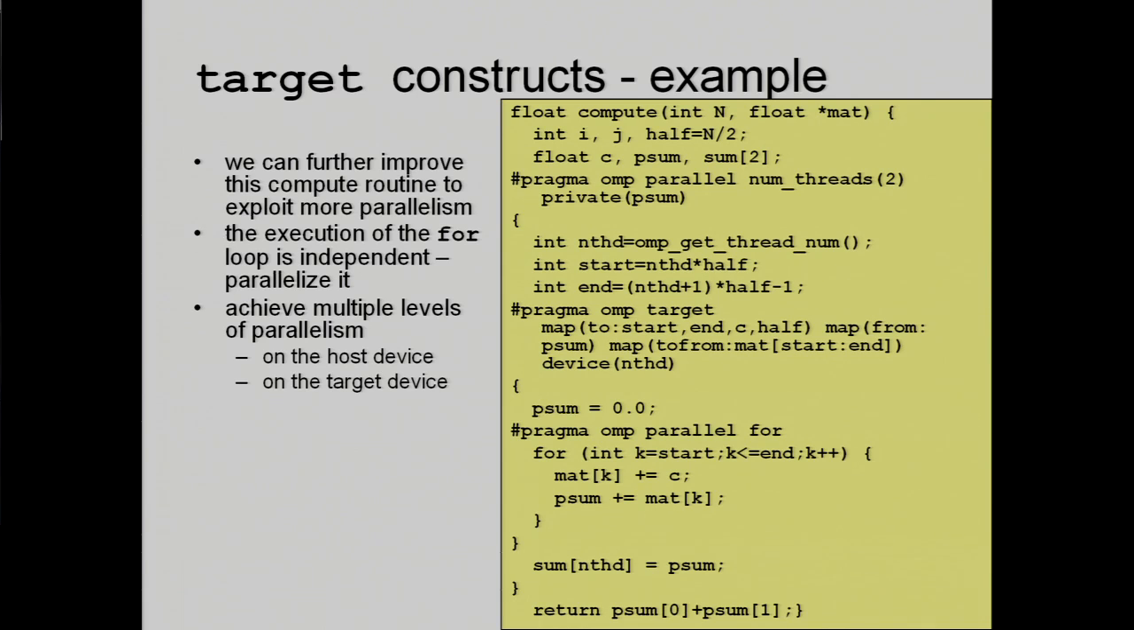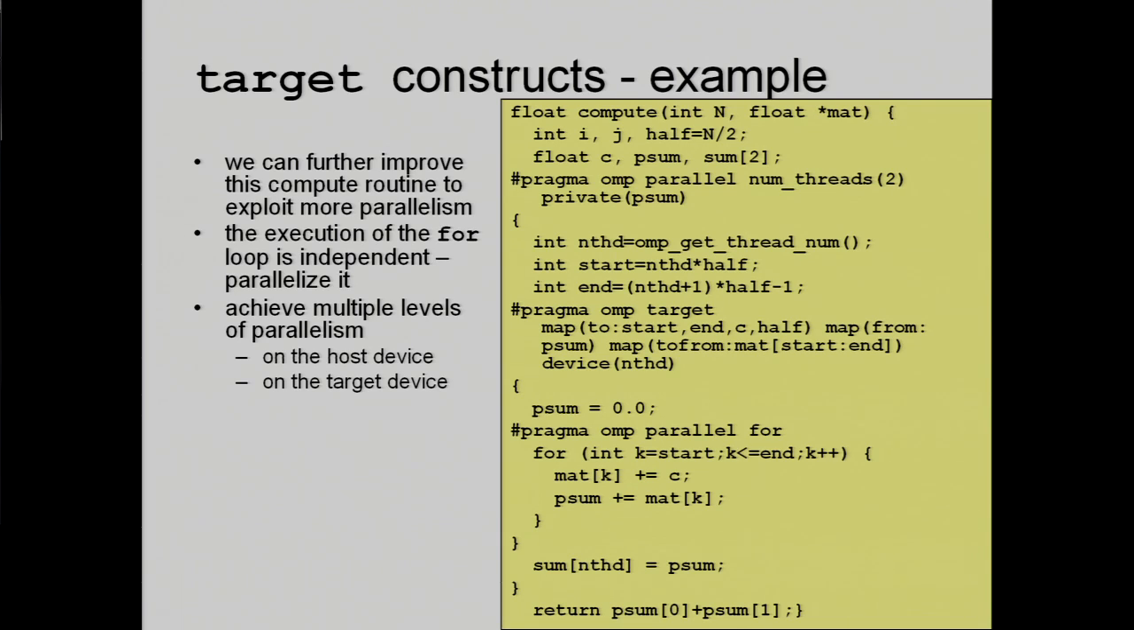I create a parallel region with a team of two threads, because I just have two devices. Then I need to do some more work. I need to chunk my iteration space into the appropriate size, according to the thread number, the thread ID. Once I chunk it, I send the data to each device, because I don't need the whole matrix on the device, only those particular pieces. And of course, I need to be careful to map it back to the host. Otherwise, I can do the crazy computation and not get the answer.